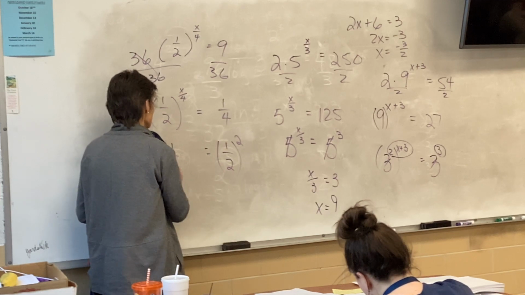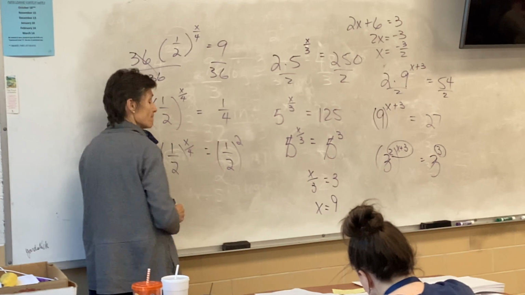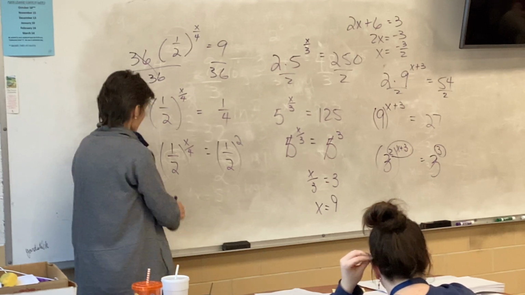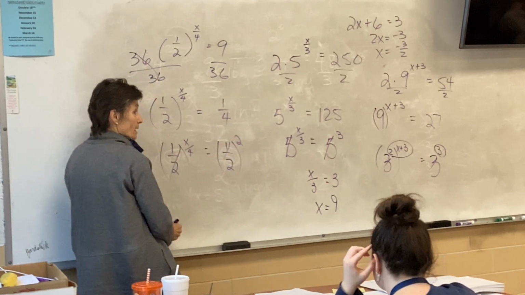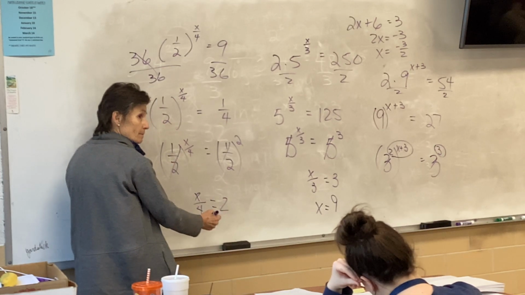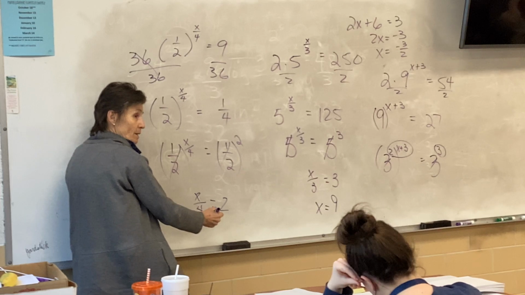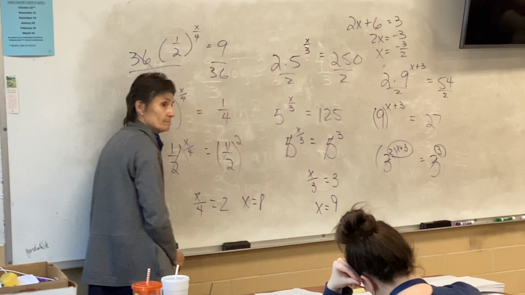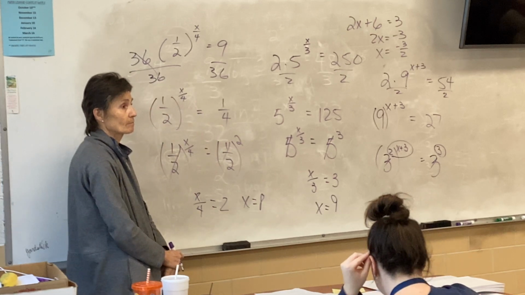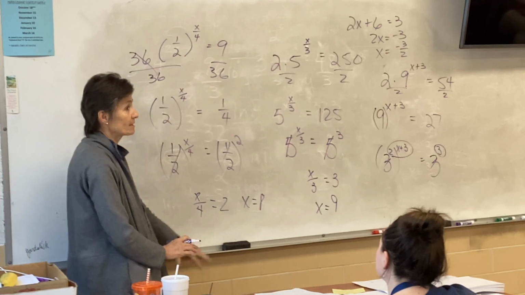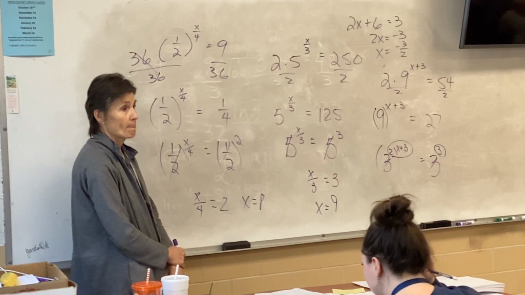Do the bases match now? They're both halves, right? They're both halves. So, x over 4 equals 2, which means x equals 8. Now, who has a question about that? That problem's a little tricky.